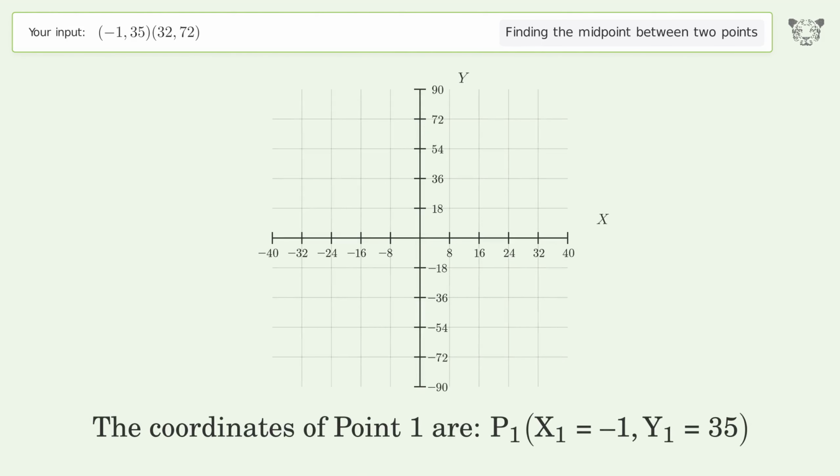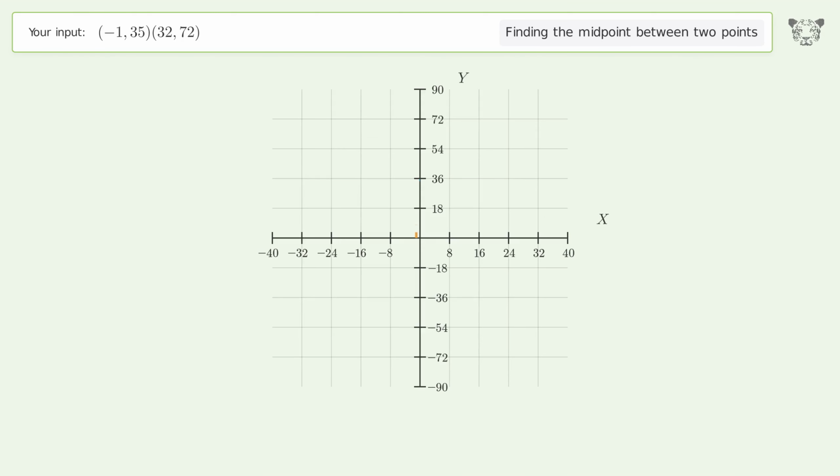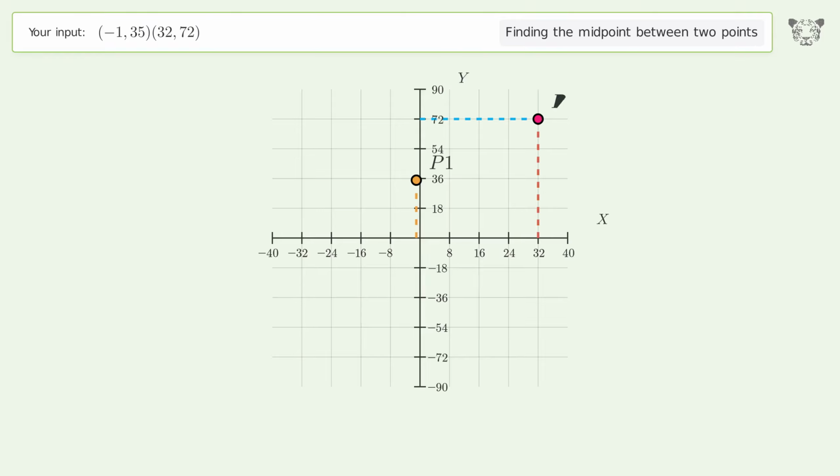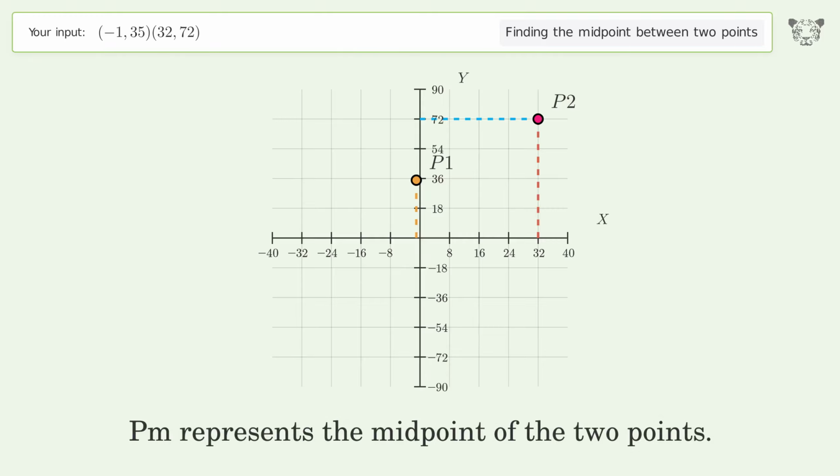The coordinates of point 1 are, x1 equals -1, y1 equals 35. The coordinates of point 2 are, x2 equals 32, y2 equals 72. PM represents the midpoint of the 2 points.